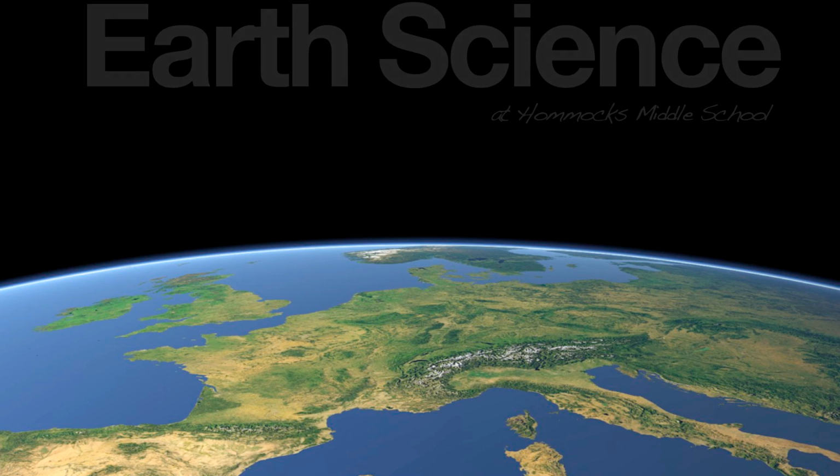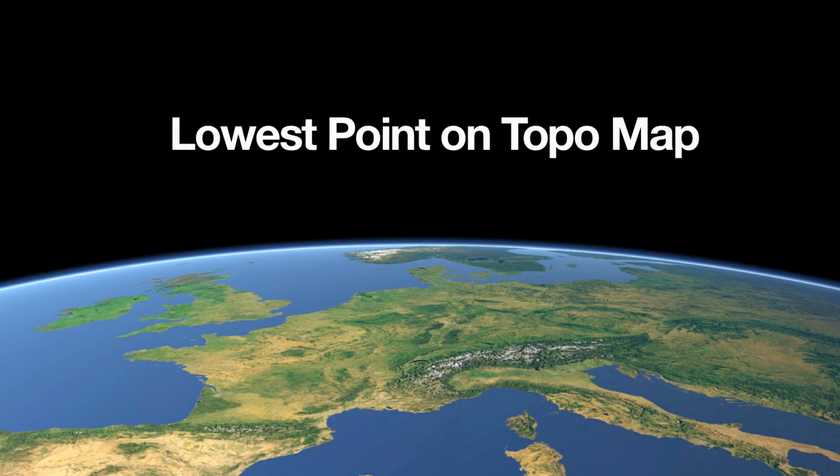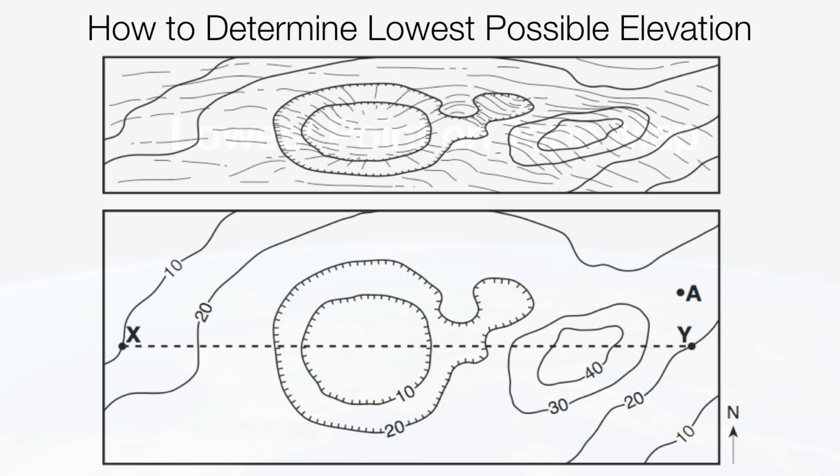Today we're going to be talking about topographic maps, specifically finding the lowest possible point on a map. Well, first off, before you do anything, you've got to figure out the interval. Most of the time the interval is going to be given to you at the bottom of the map, but in this case it's not.